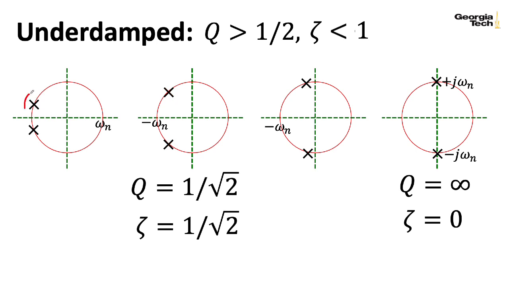For Q that's bigger than a half, but less than 1 over square root of 2, or equivalently zeta that's less than 1, but above 1 over square root of 2, you get ripples in the time domain, but you don't see a peak in the frequency response. Once we cross that Butterworth line, we're now into this region here, where Q is bigger than 1 over square root of 2, or equivalently zeta is less than 1 over square root of 2. And here you see ripples in the time domain, but you also see a peak in the frequency response.